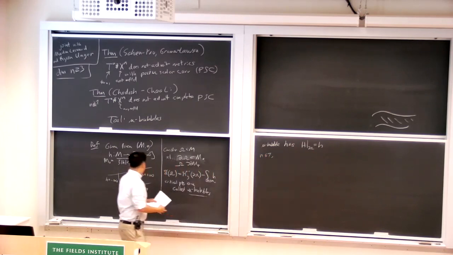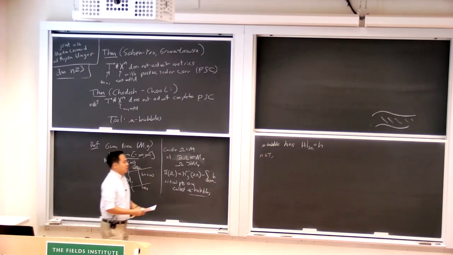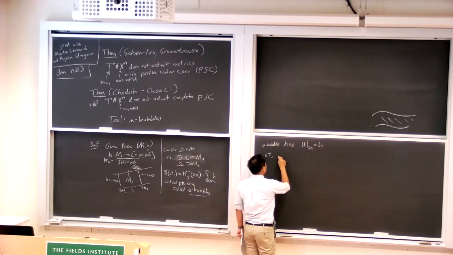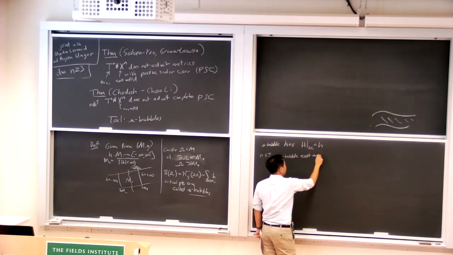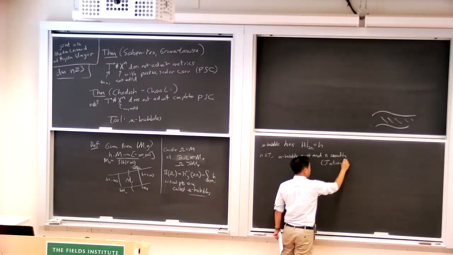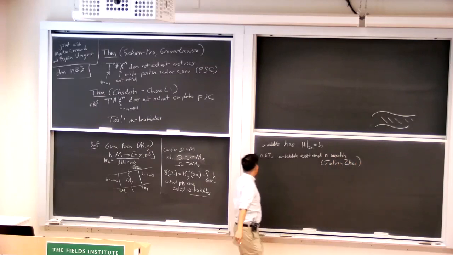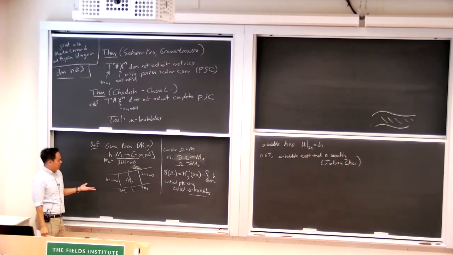One reason why I set it up this way rather than full generality is that this is a situation where you can always construct the mu bubble. So for n less than or equal to 7, a mu bubble exists and is smooth. And this is in the paper by Jintian Zhu. But let me just mention conceptually how this works.